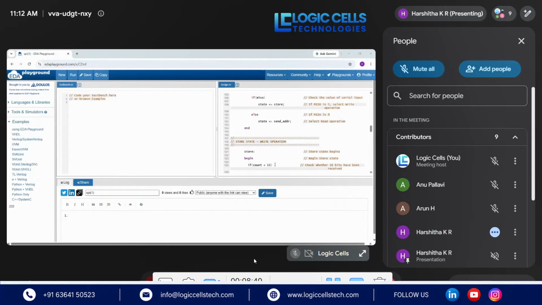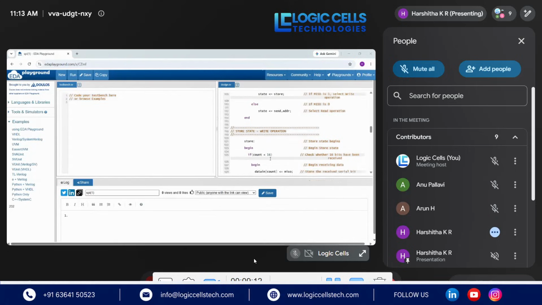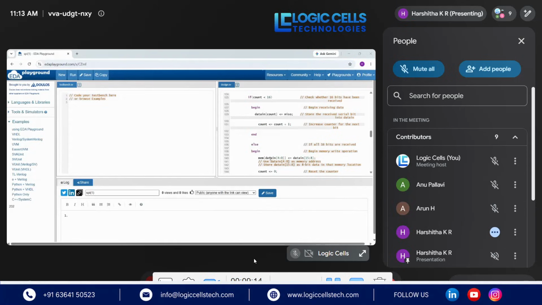In the store state, the model receives 16 bits serially. The lower 5 bits are used as the memory address, and the upper 5 bits are used as data. After receiving all bits, the data is written in the selected memory location, then the operation is completed and the FSM returns to the idle state.